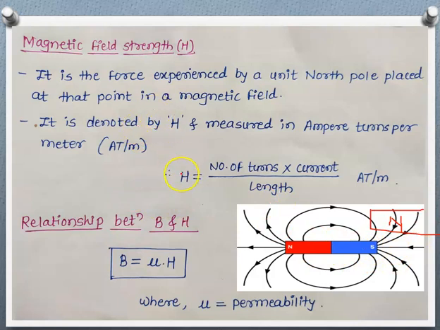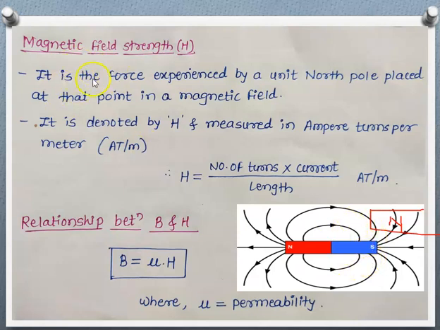We have the expression for this magnetic field strength, and it is denoted by H. H is equal to number of turns into current divided by length. Number of turns is a quantity, so it will be number of turns T, current measured in ampere and length measured in meter. So the unit of H will be ampere turn per meter. So always H is measured in ampere turns per meter. In this way the magnetic field strength of a magnet is calculated with the help of a second magnet.